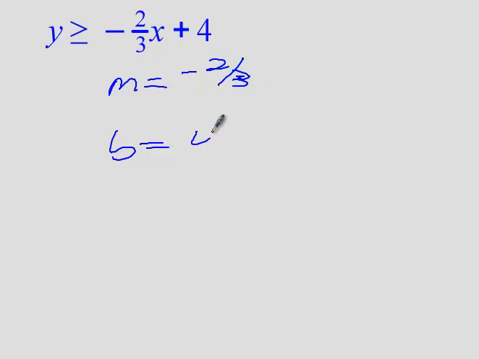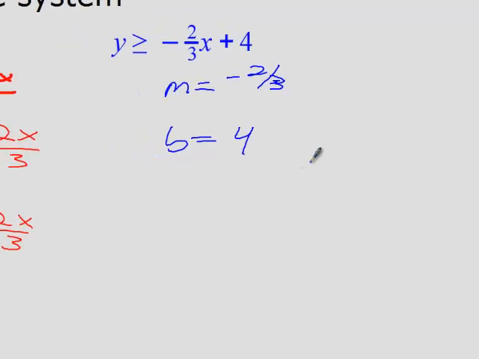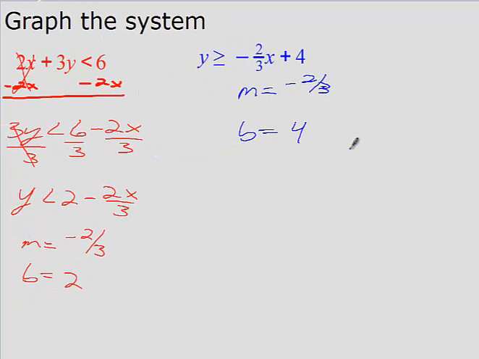All right, so red line, solid or dashed? Dashed because there's no "or equal to," right? And then where is y less than? Above it or below it? Below, so it's going to be dashed below. Top line, or sorry, blue line. Solid or dashed? Solid and shaded above or below?